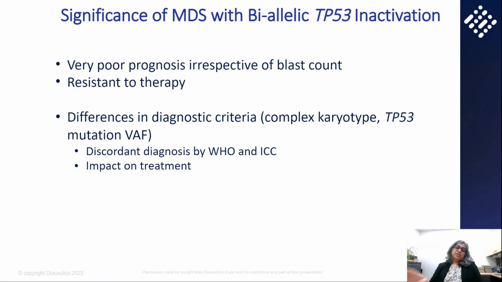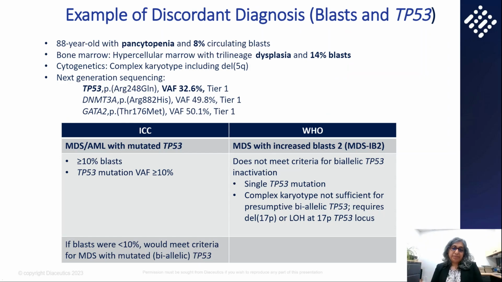The significance of these cases of MDS with biallelic TP53 inactivation is that they have a very poor prognosis irrespective of blast count, and they are really resistant to therapy. The differences in our diagnostic criteria, mainly related to complex karyotype and TP53 mutation variant allele frequency threshold, can result in discordant diagnosis by WHO and ICC and impact treatment. Let's see this with an example.